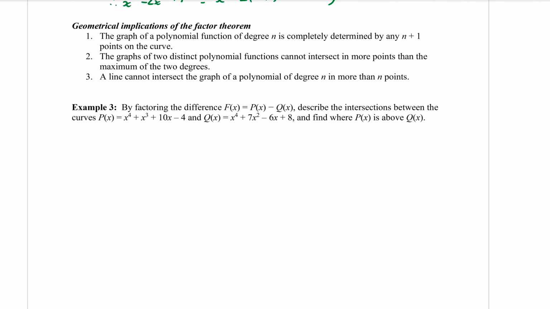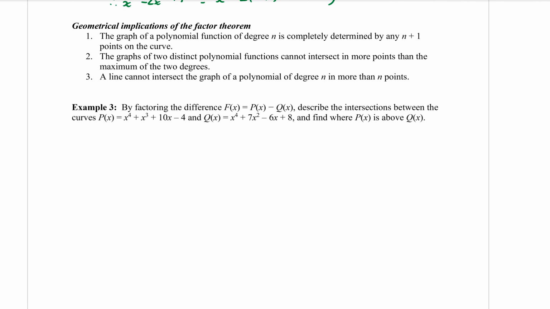Okay, so a parabola, for example, a degree 2 polynomial, and a line can only intersect at most at 2 points, because that's the highest degree of the quadratic I've given you as an example. So it works for higher powers as well. Number 3: a line cannot intersect the graph of a polynomial of degree n in more than n points. So it's not possible for that line to cut that parabola in 3 places because it was only a degree 2 polynomial.